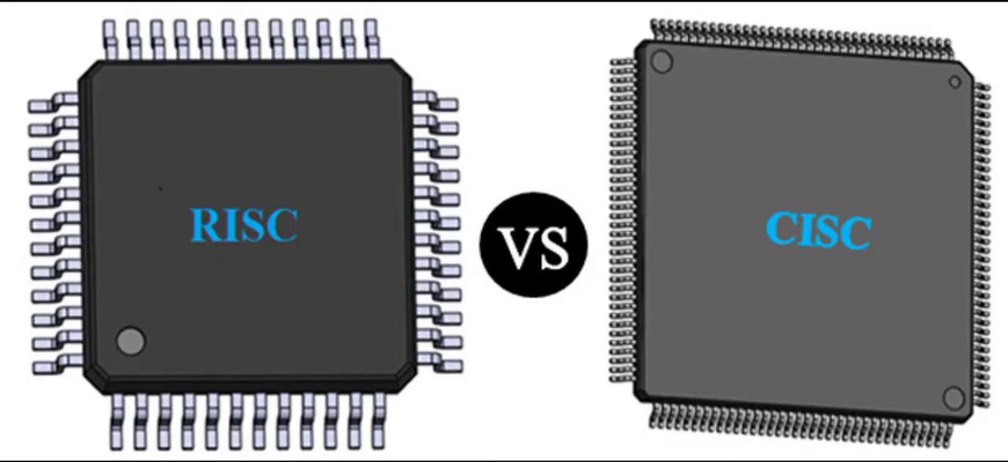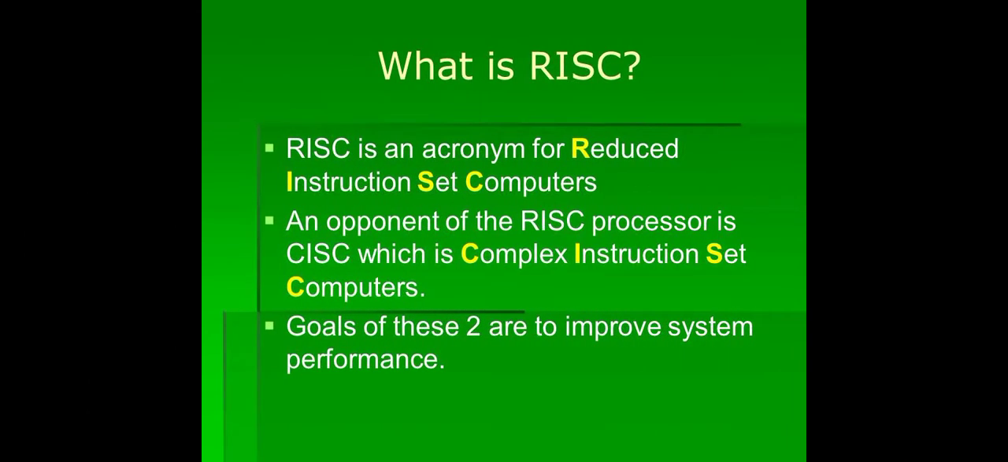Today we are going to discuss RISC versus CISC. So what is RISC? RISC is an acronym for Reduced Instruction Set Computers. An opponent of RISC processors is CISC, which is Complex Instruction Set Computers. The goal of these two is to improve system performance.